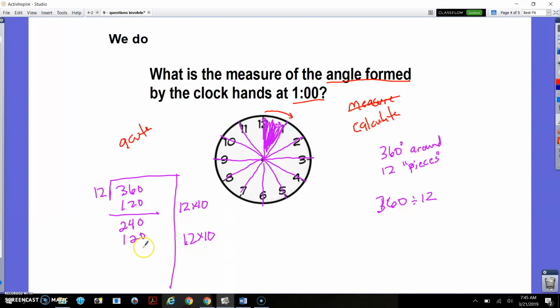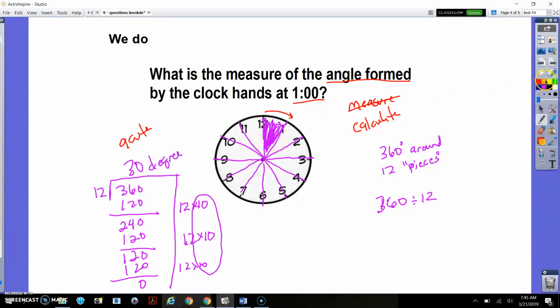120. 0 minus 0 is 0. 4 minus 2 is 2. 2 minus 1 is 1. Oh, and look what I got. 12 times 10 is 120. Easiest subtraction ever. And it looks like I made 30 groups of 12. So it's a 30-degree angle. Each one of these is 30 degrees.